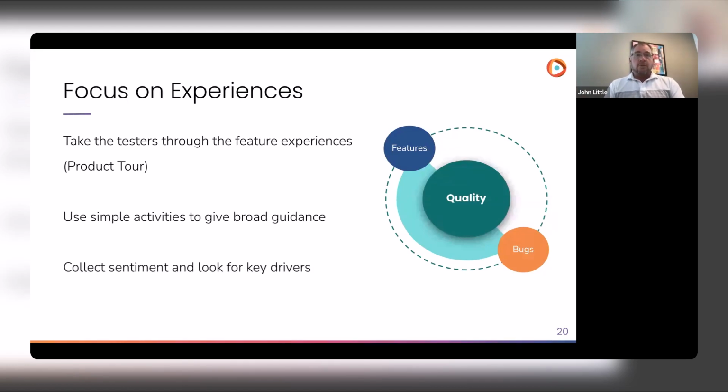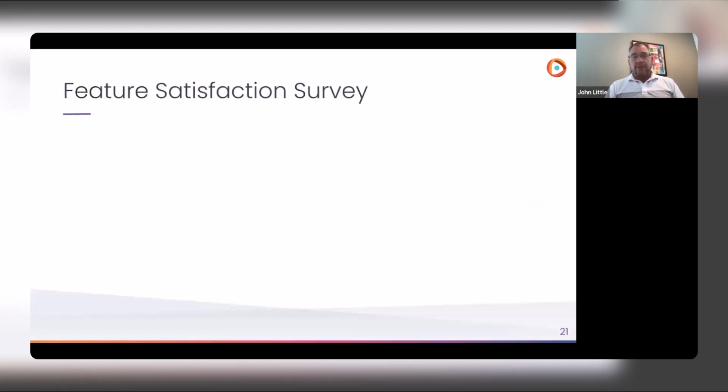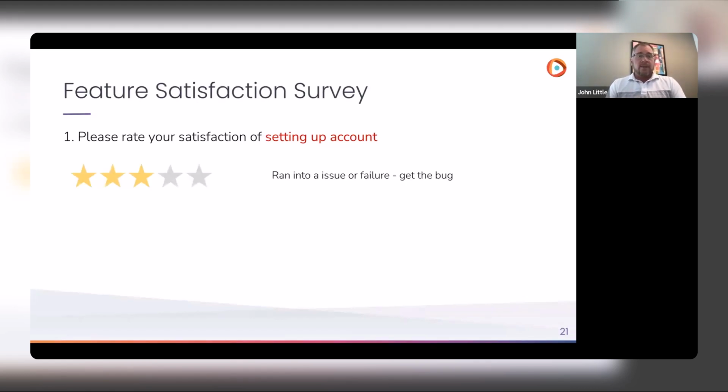And so what you want to do once you have the experiences from your features is collect the sentiment and look for key drivers. And what I'll show here in just a second is a feature satisfaction survey, which allows you to do that. You don't need to collect a bunch of feedback and have your inbox fill up and then try to sort through it and figure out, okay, is that good feedback or is that bad feedback? Is this a good sentiment or a bad sentiment? You don't need to pay for a tool to do sentiment analysis on there. You can simply ask them their sentiment before you collect their information. So, for instance, after a feature set was tested by my testers, I could ask them to please rate the satisfaction of setting up the account.